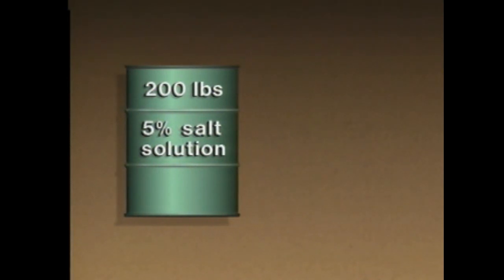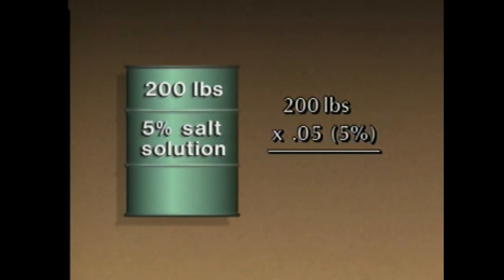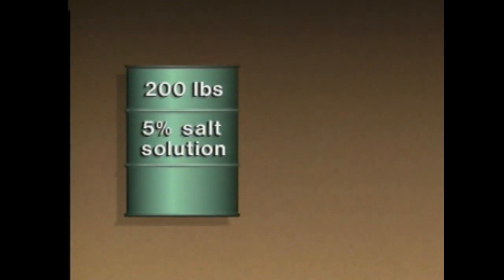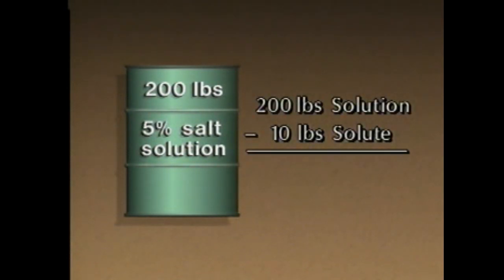The first step is to multiply the weight of the solution by the percent of solute. 200 pounds times 5% equals 10 pounds. So there are 10 pounds of salt in the drum. Now we can use subtraction to find the weight of the solvent. The weight of the solution, 200 pounds, minus the weight of the salt, 10 pounds, equals 190 pounds of solvent.